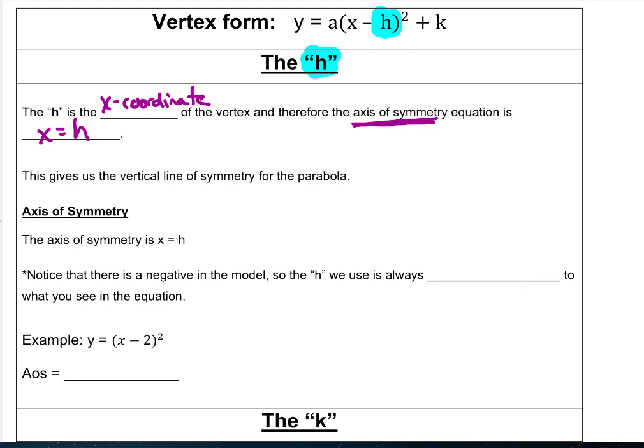Okay? So the axis of symmetry is always x is equal to h. So notice that there's a negative in the model, so h is always going to be the opposite of what we see in the equation. So like for instance, I see a -2, so my axis of symmetry is going to be x is equal to +2, because they are subtracting away my h value, which was a 2. So that number being added or subtracted from x, that's our x value of our vertex, that highest point or lowest point.